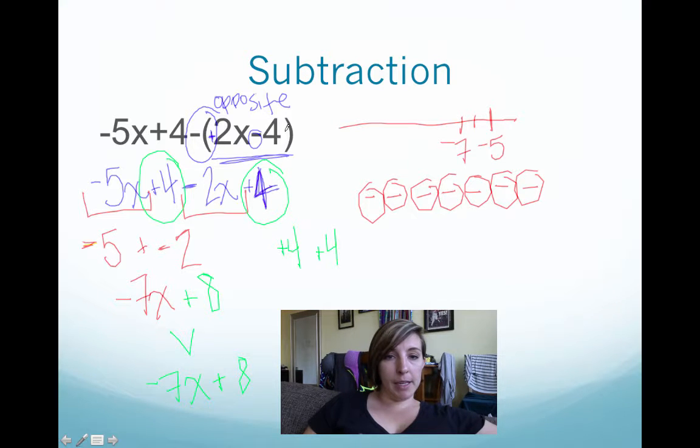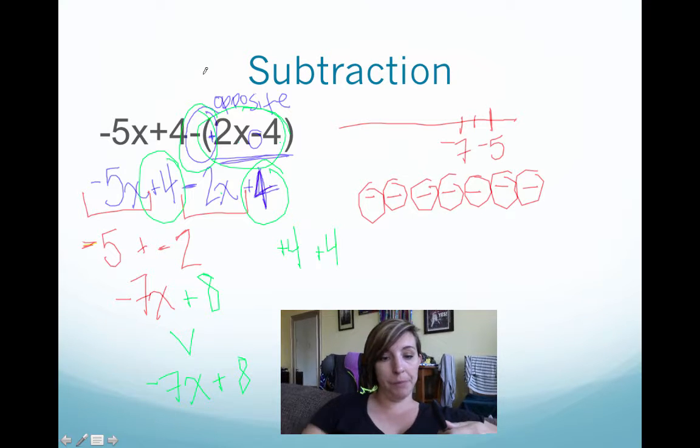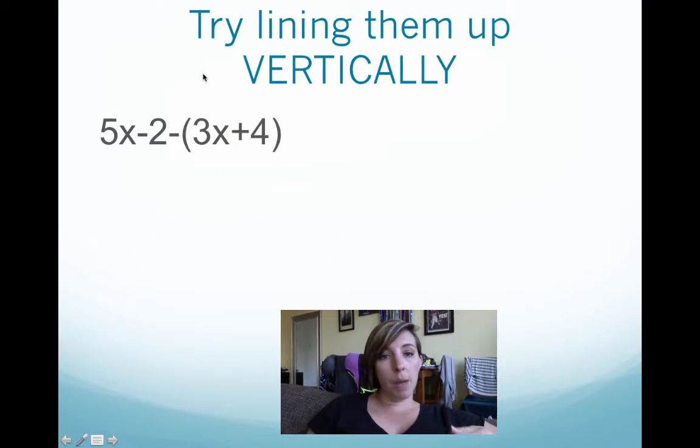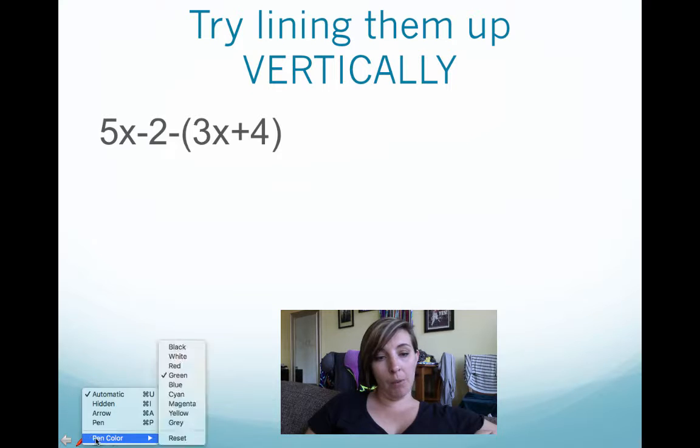And that's because I did everything that was the opposite of these parentheses. I changed my positive 2x into a negative 2x, and I changed my minus 4 into a plus 4. And that, again, is only when you have the minus sign on the outside of the parentheses. That's when you do the opposite. So sometimes it helps to line them up vertically. It helps to be able to see the like terms.